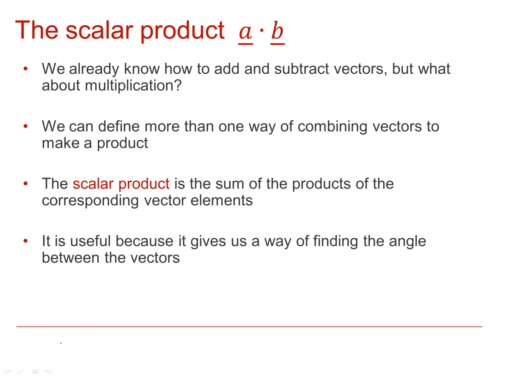It's really useful because it gives us a way of finding the angle between vectors. We use a dot symbol to indicate this operation. Don't use a cross for this product. A cross product of vectors is a completely different operation.